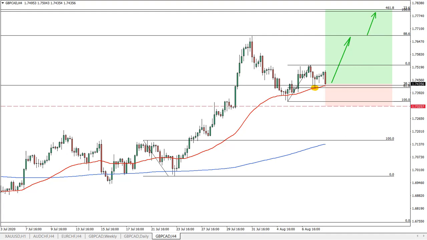Today we're having a new trade idea on the pound versus the Canadian dollar.